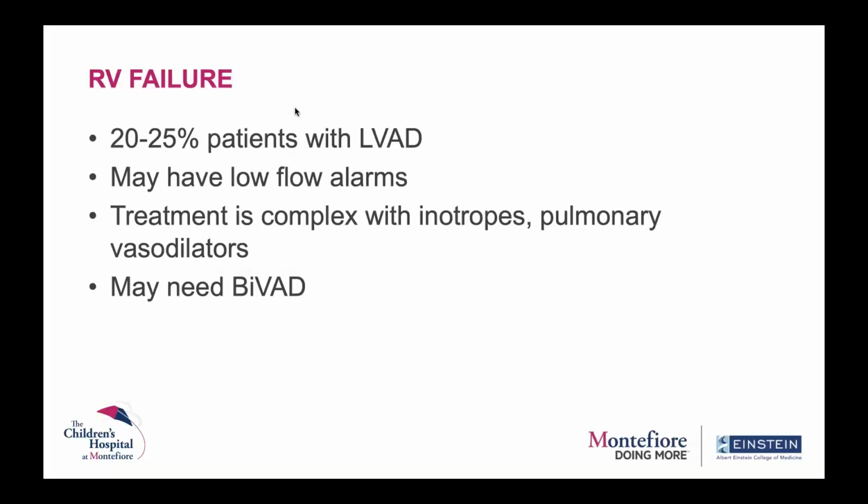If you only have the left side that is assisted, sometimes the right side can also fail, and you can have some low flows because now the right side of the heart is not able to give the blood to the left side for the pump to work effectively.